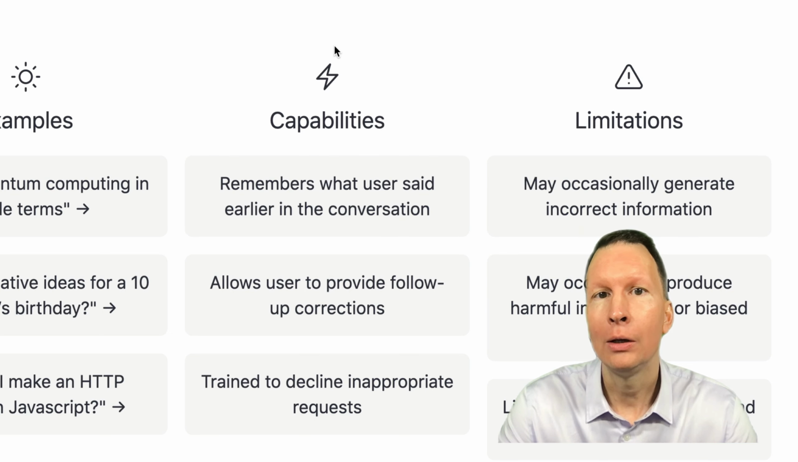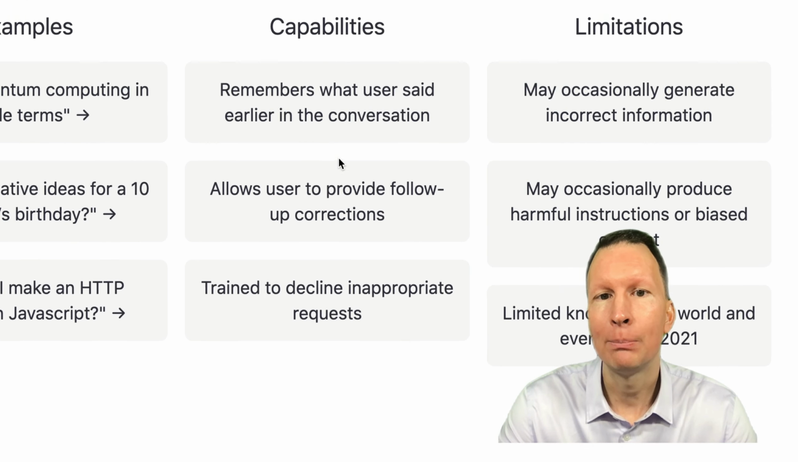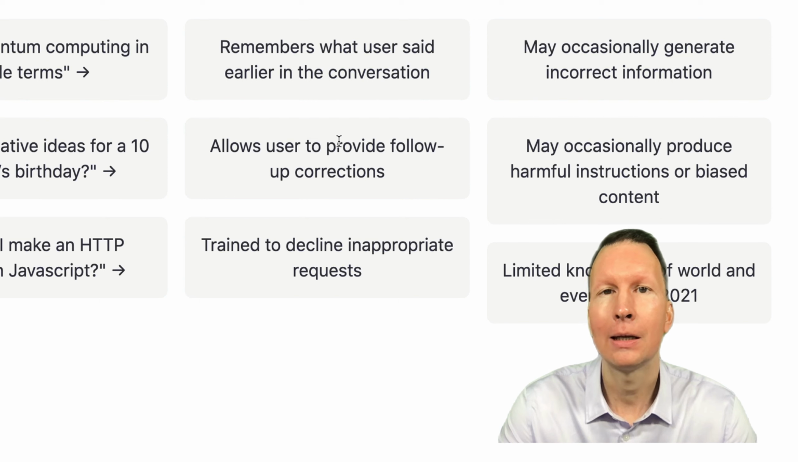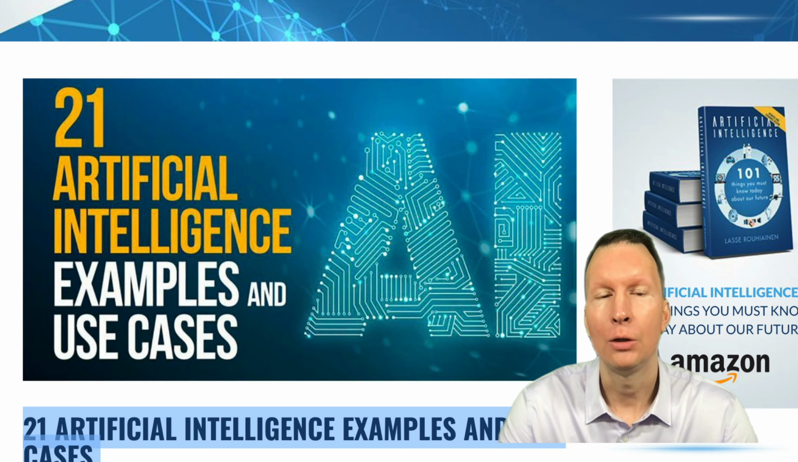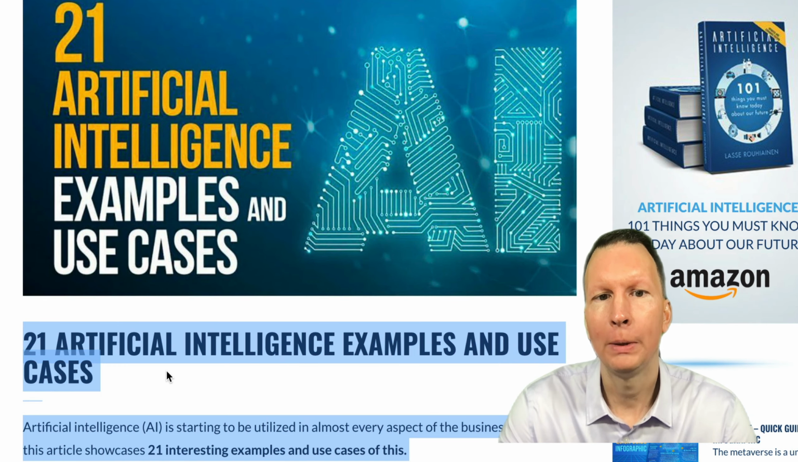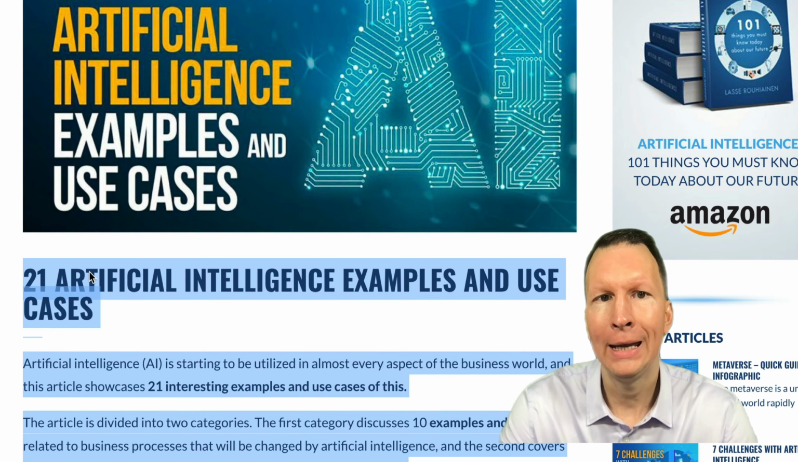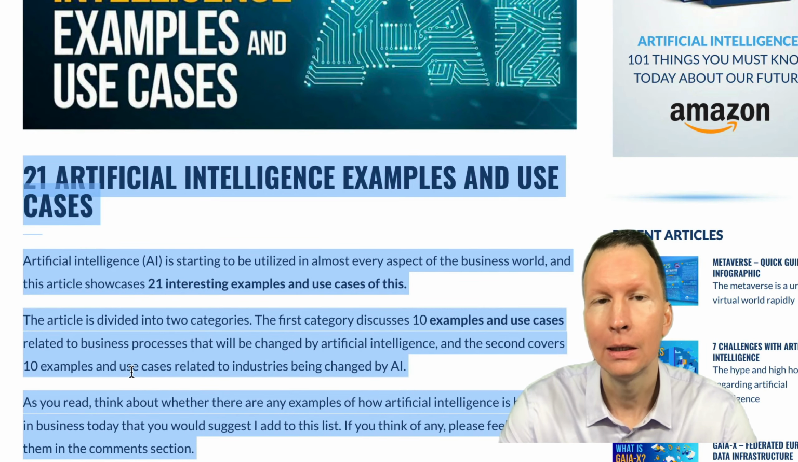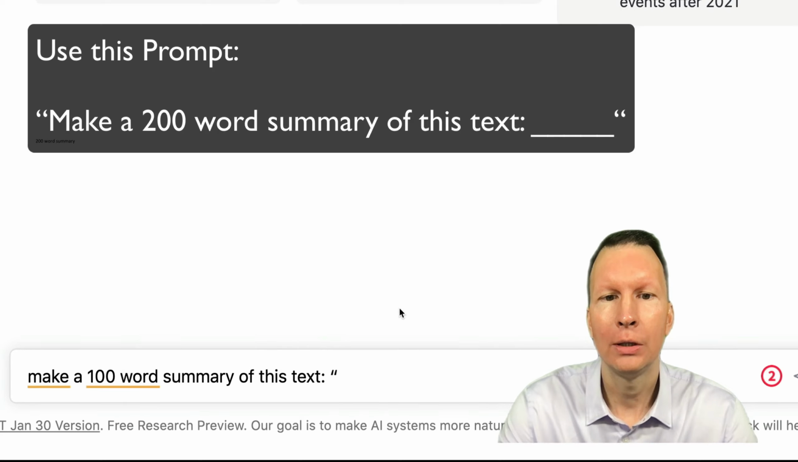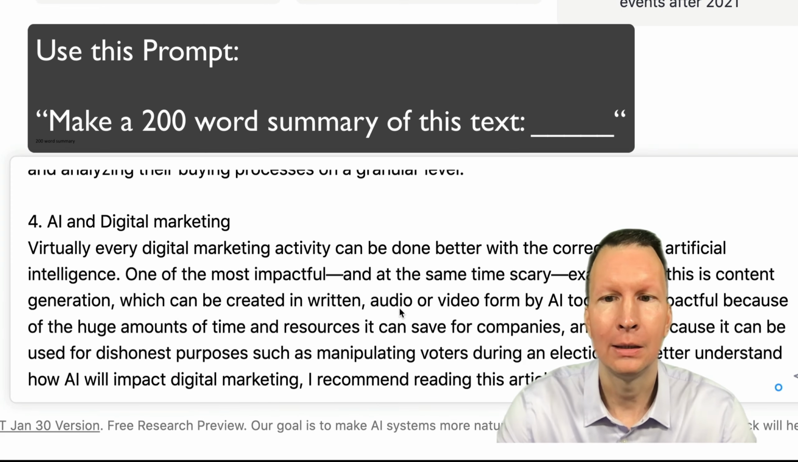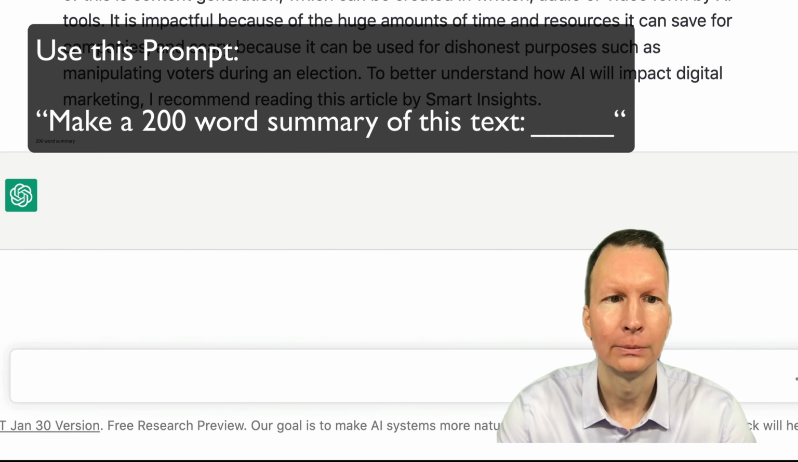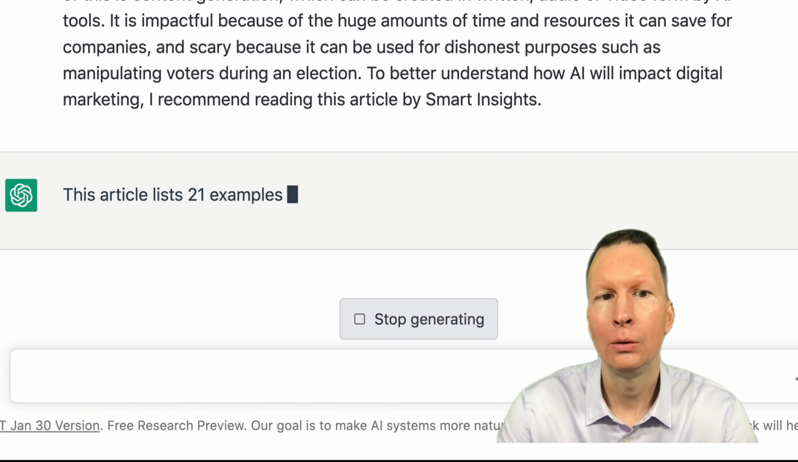Now, you can go to ChatGPT and, for example, copy and paste any text and it will make a summary for you. So now I went to my own blog, I copied and pasted this article about AI examples and use cases. Then I go to ChatGPT and I paste this text and I click enter. It will now start doing the summary.